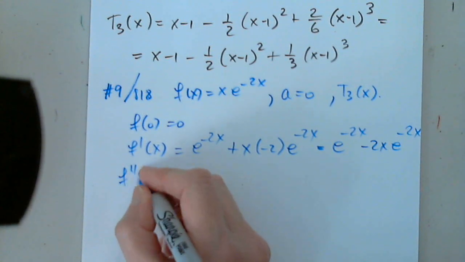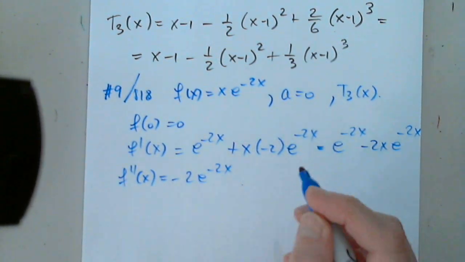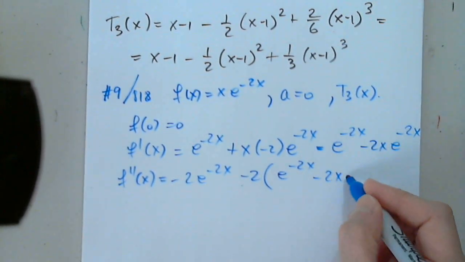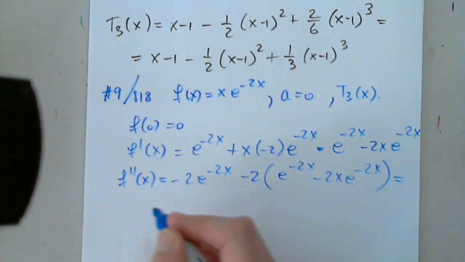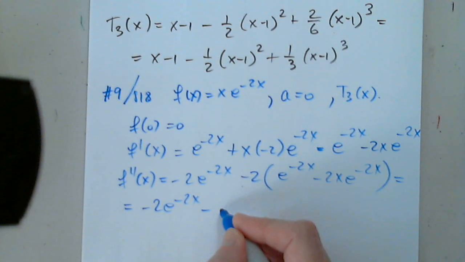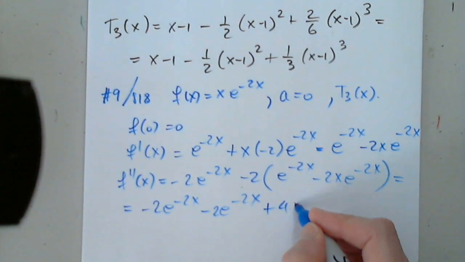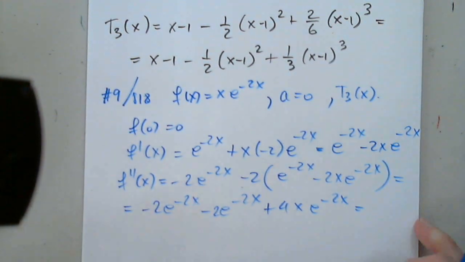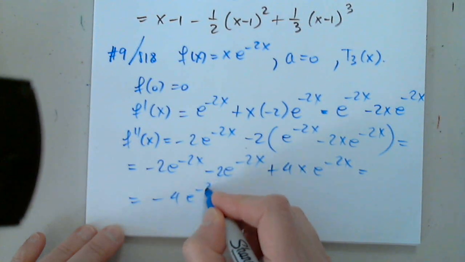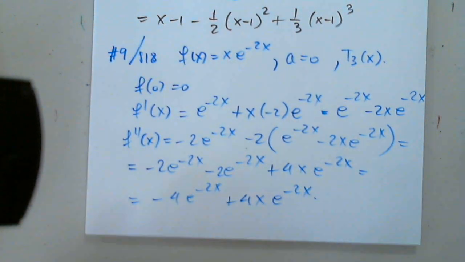Let's find the second derivative now. -2 e to -2x minus 2 e to -2x minus 2x e to -2x. Let's further simplify it. So we have -2 e to -2x minus 2 e to -2x, and plus 4x e to -2x. And of course I can combine these two. So I have -4 e to -2x plus 4x e to -2x.